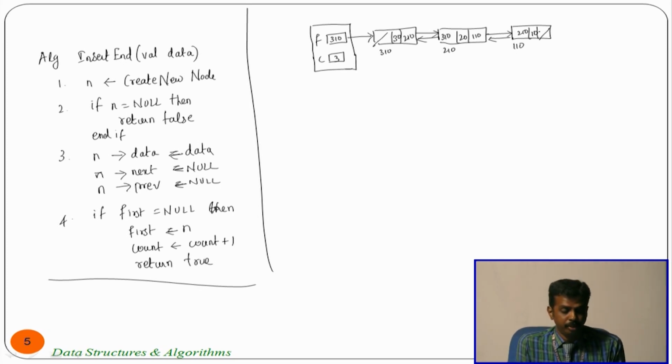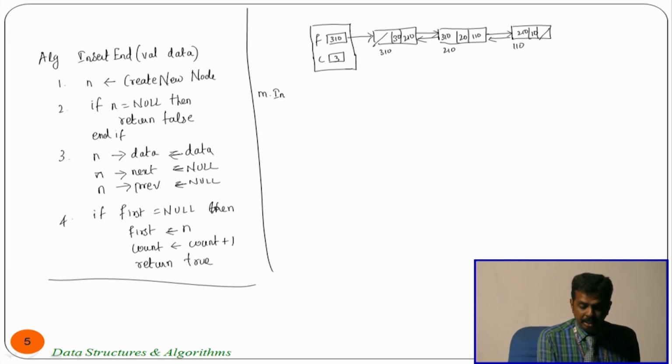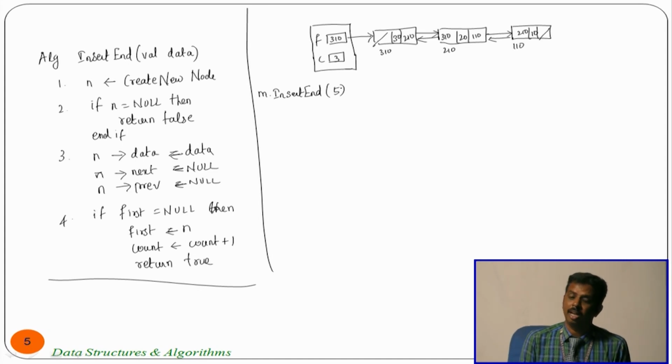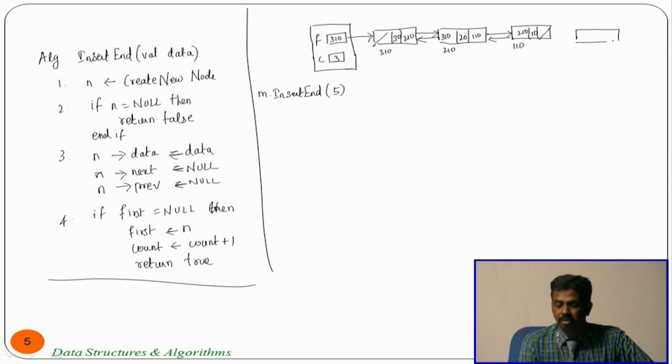Assume this list. Now I wanted to insert m dot insert end of some 5. The element 5 needs to be inserted at last. So as per our code 4 steps, a newly created node will be created somewhere, and this field will be initialized with null. This address is the 410 and this is the n. So the newly created node is the 410th node. The data field is filled, the next and previous fields will be null.